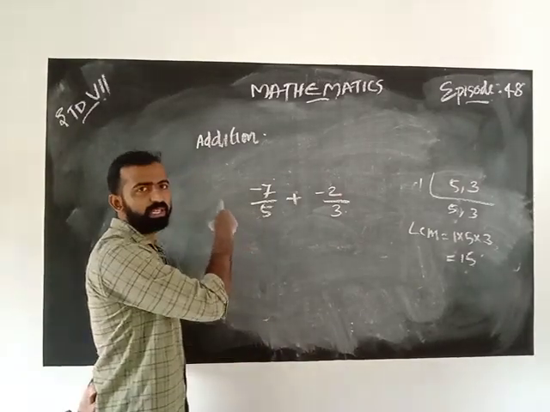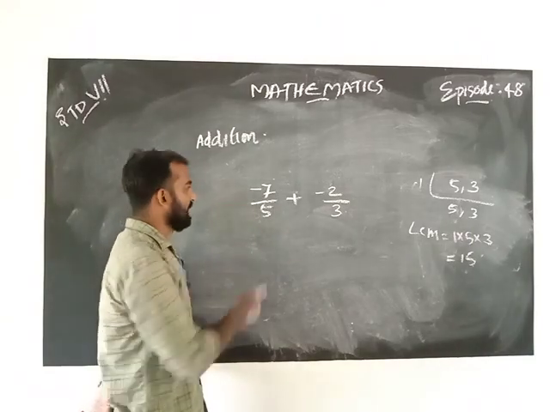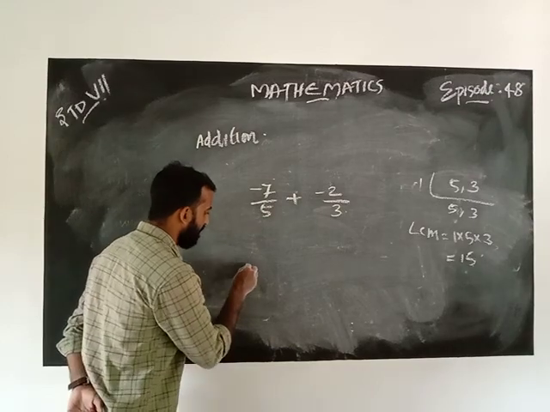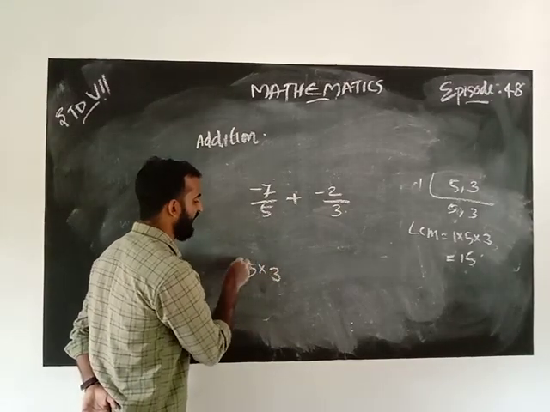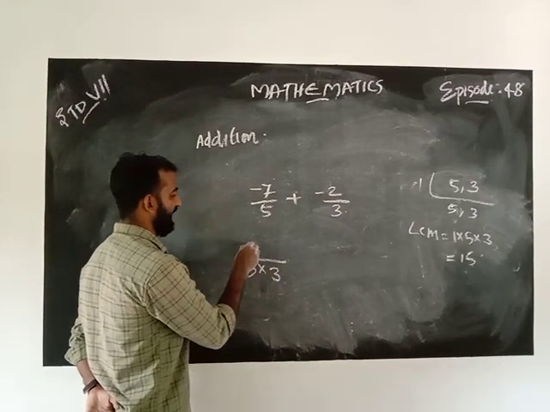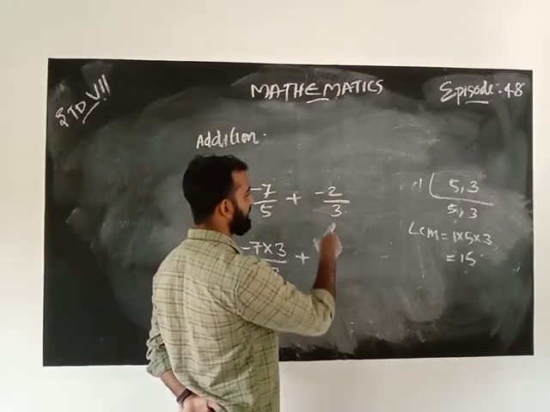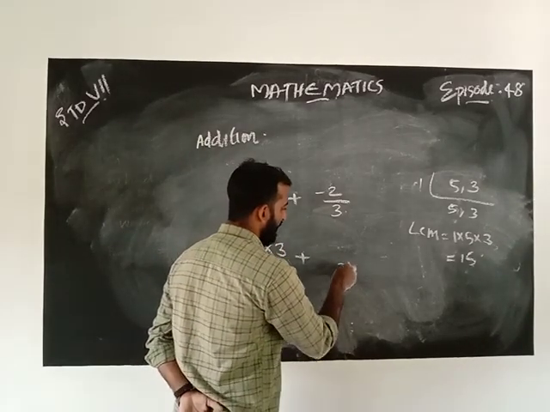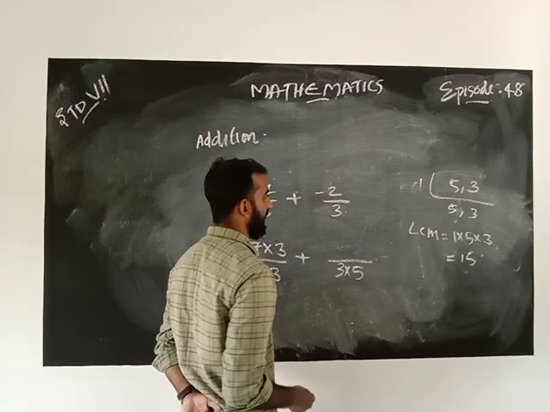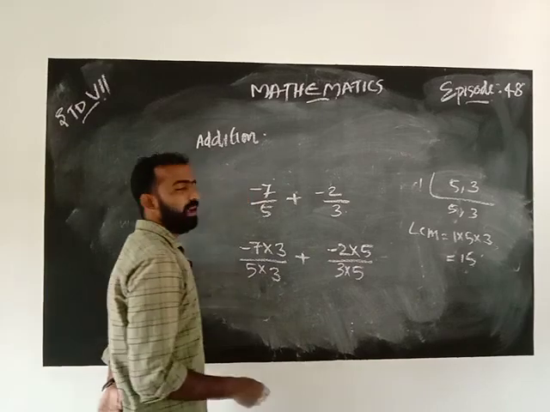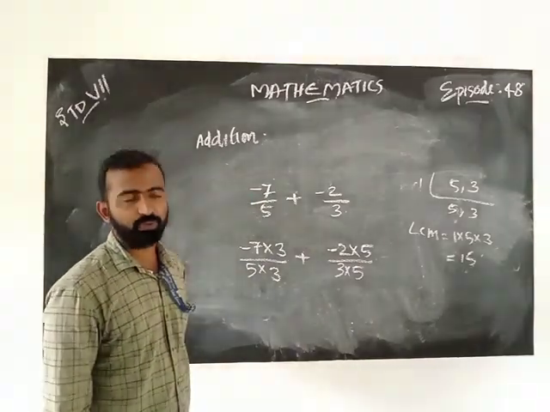So we want to convert the denominators into the LCM. Here the denominator is 5, and we want to make it 15. So we take 5 into 3 upon negative 7 into 3, plus, here the denominator is 3, so we convert it into the LCM: 3 into 5 and negative 2 into 5.